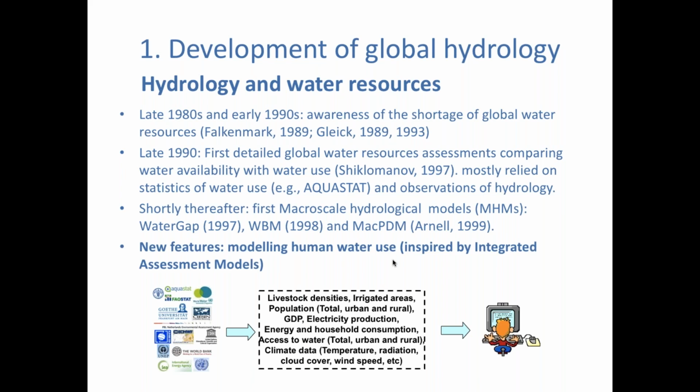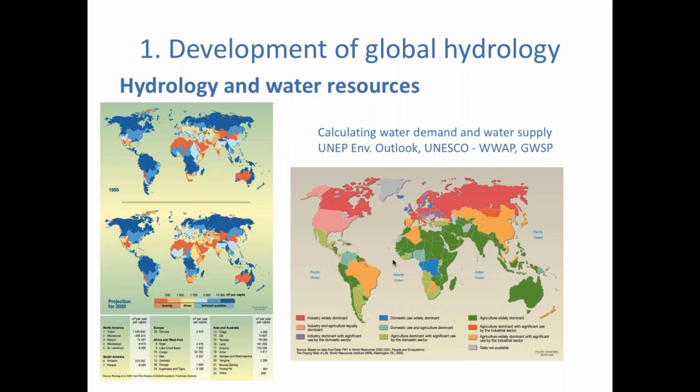And this was first done in WaterGap. It was really inspired by what we call the integrated assessment models, like they make at IIASA, or the IMAGE model they make in the Netherlands by PBL. These are models that calculate the CO2 emission scenarios, and they also have the human impacts in there. And the way that it's modeled in these global hydrological models, the first generation, was really based on that. Now these are some products of that.